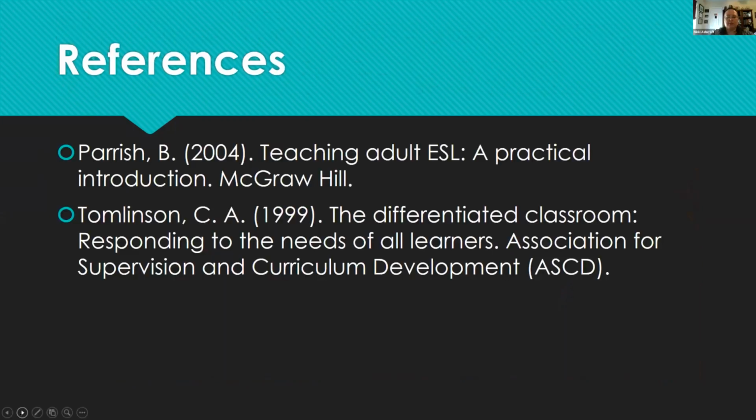Okay, well, these were some of the references that I looked at related to differentiation. Betsy Paris has a great book on teaching adult ESL. And then Tomlinson was one of the first people, as I said, who really wrote about differentiation. There's actually a second edition of this book, which is 2014, I think. So these are two great references related to differentiation.